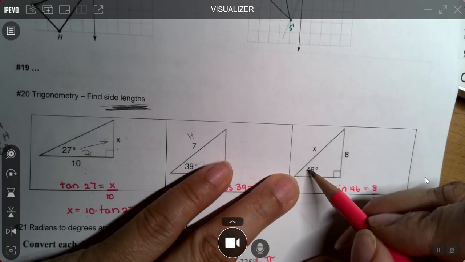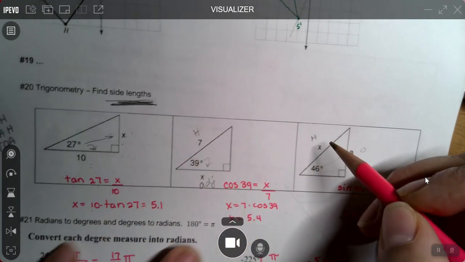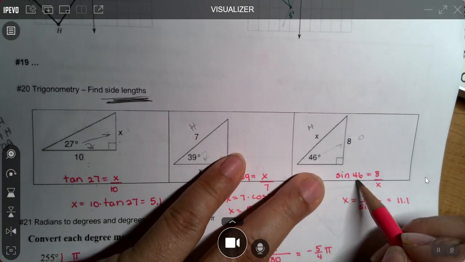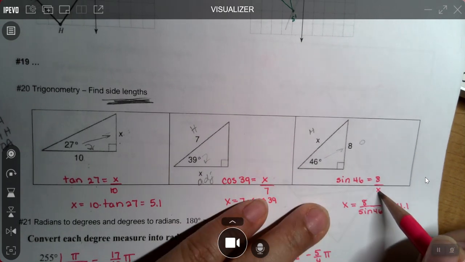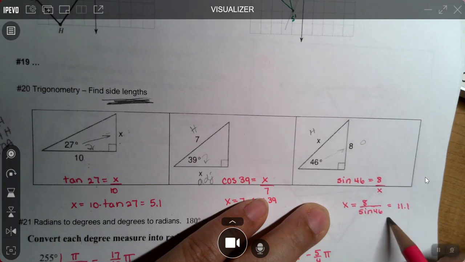Okay. This is the opposite. This is 90, so that's hypotenuse. So that means it's going to be sine. The sine of 46 is 8 over x. And remember I told you when x is on the bottom, all you gotta do is swap these two. So x is 8 divided by sine 46.